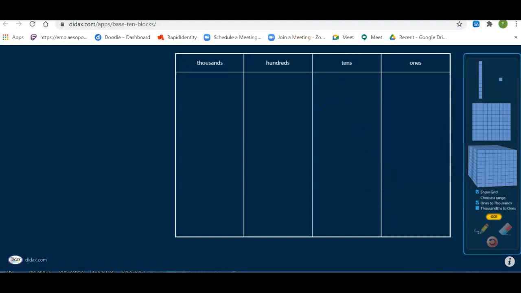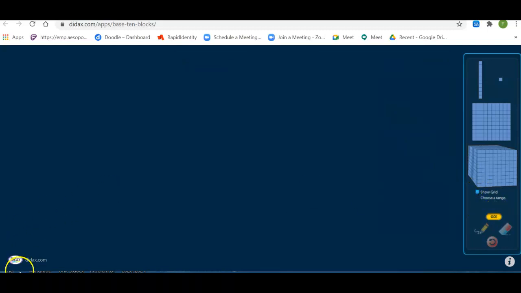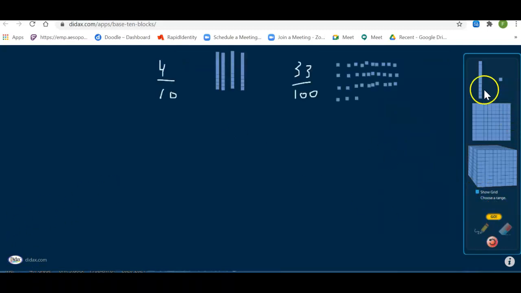Okay. So what I've done is clear out the actual columns by removing the grid. I can do that. I've gone ahead and dragged 4/10 over to represent our 4/10, and I've dragged over 33/100 to represent 33/100. So I've got 4/10 and I've got 33/100. Our goal is to be able to add them up.